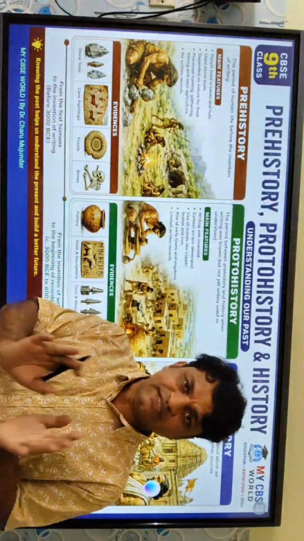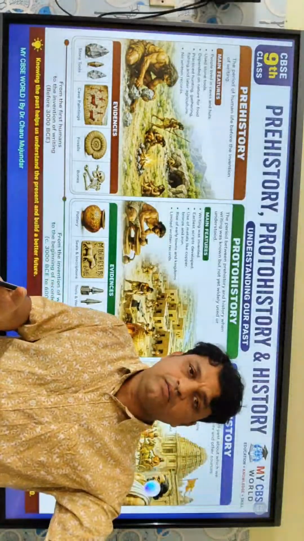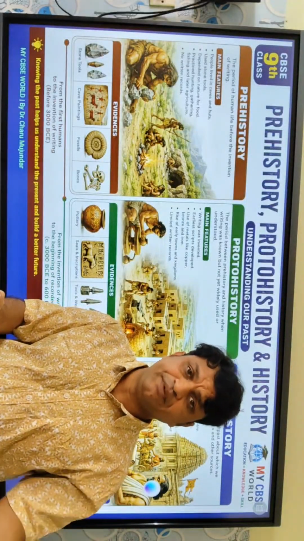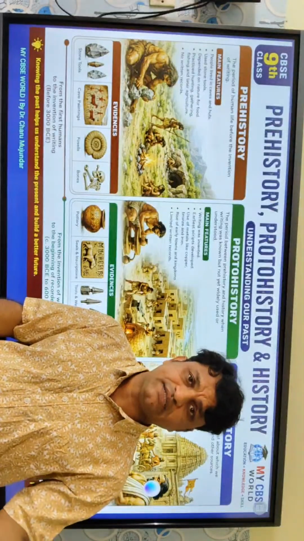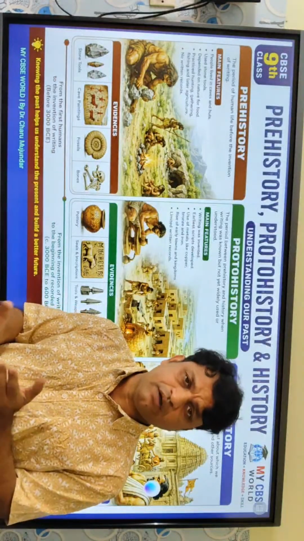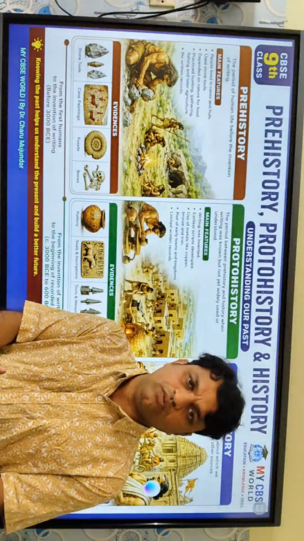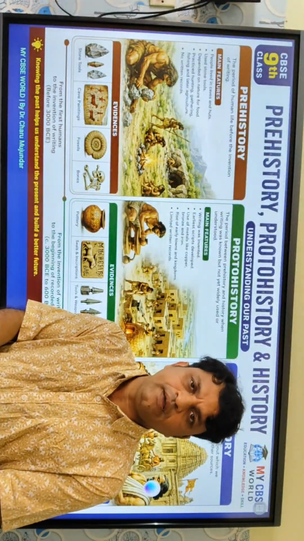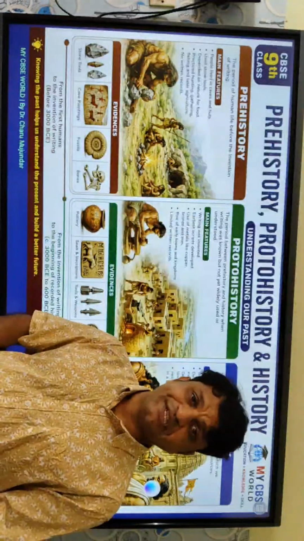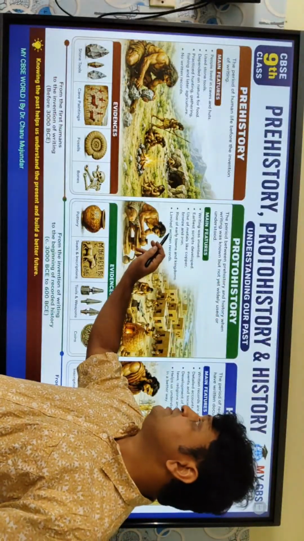Protohistory: writing was there, but we cannot read it, because earlier we had different languages, hieroglyphics, different scripts which we cannot read now. After that Brahmi script came, and then Sanskrit. After that we have different languages, Telugu, Tamil, etc. Today we can read Telugu, Sanskrit and Brahmi script also, but we cannot read the early human script. So that period falls under protohistory.